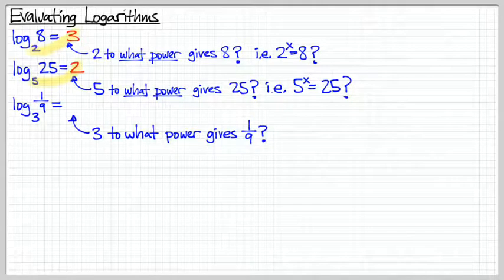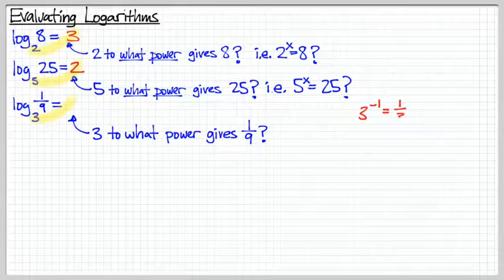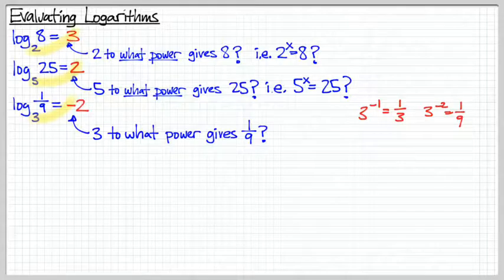Here's a little trickier one. 3 to what power is equal to 1/9? Well, that's quite weird. Let's just think about that for a second. Well, I have 3 to the negative 1 power, that's equal to 1/3. So then 3 to the negative 2 power is going to be equal to 1/9. So that means the log base 3 of 1/9 is negative 2.